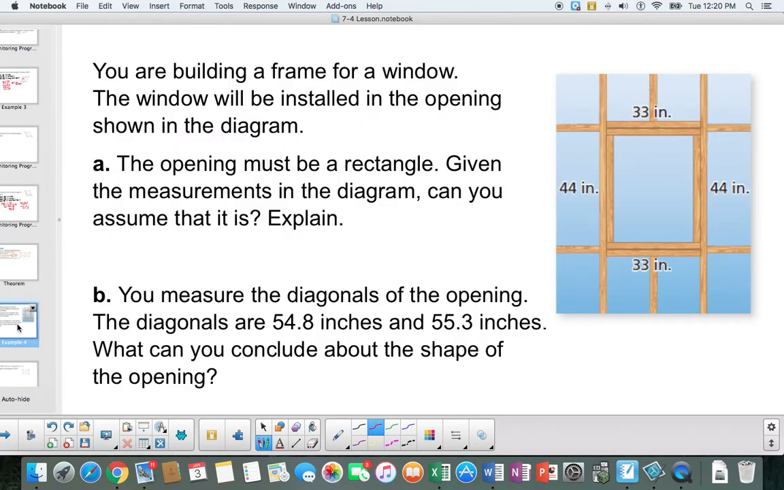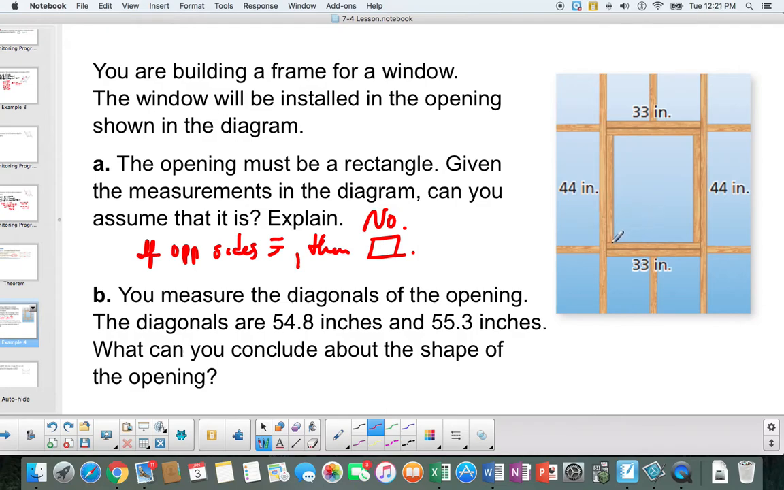All right, let's see if we can use this in this situation. We're building a frame for a window, and the opening must be a rectangle. So they measure it, and they find these measurements. Can we assume that it is a rectangle? And the answer is no. The best we can say is that if opposite sides are congruent, then it's a parallelogram.